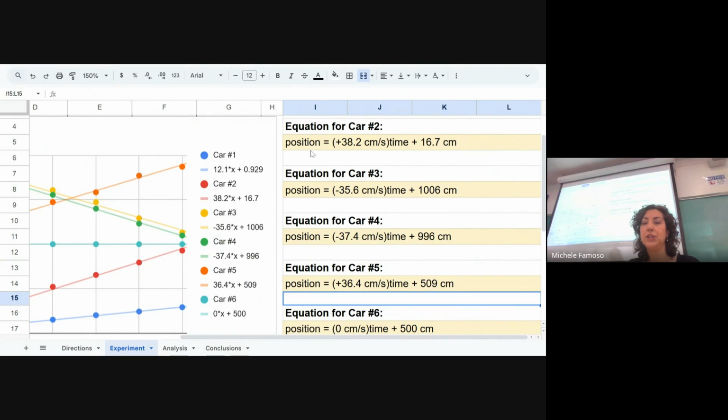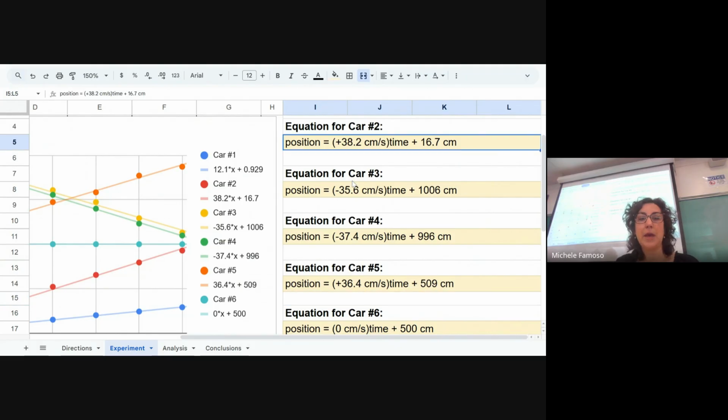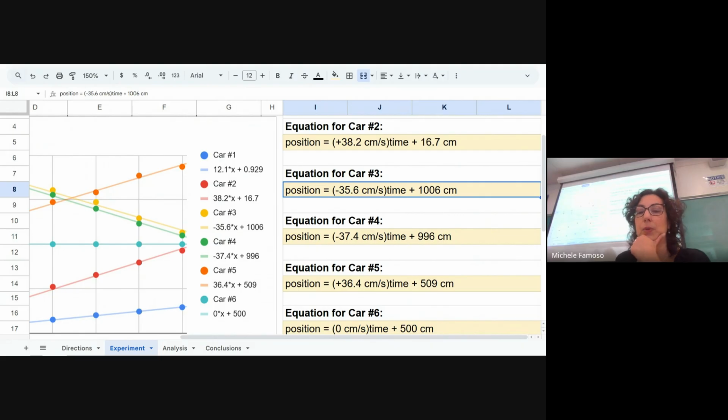You should have typed position equals parenthesis positive 38.2 cm/s, close the parenthesis, time plus 16.7 cm. Everybody good with that one? That should match what you have here on the Google Sheet trend line. Number 3, you should have typed position equals parenthesis negative 35.6 cm/s times time plus 1006 cm. And that should match what Google Sheets gave you for the equation.